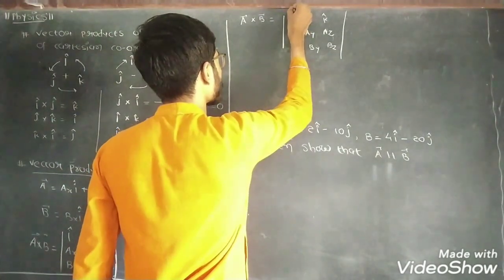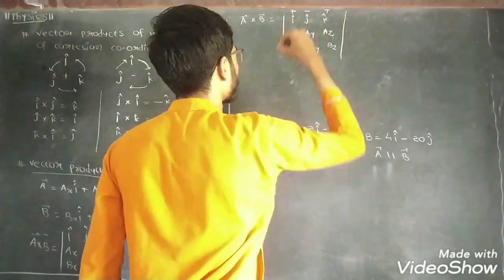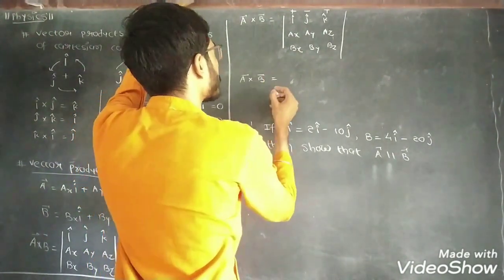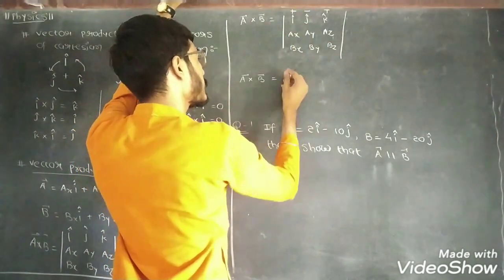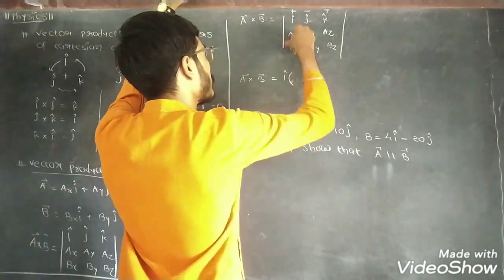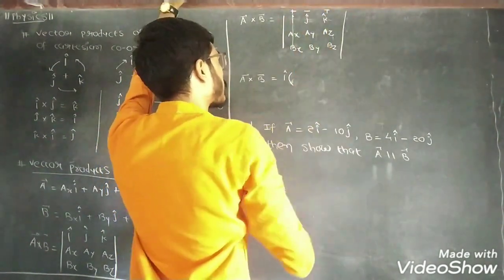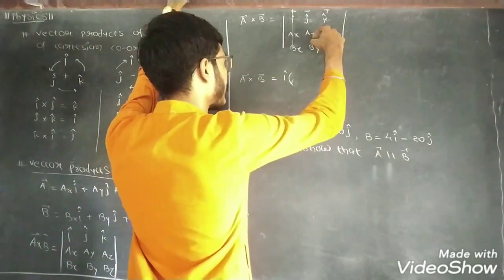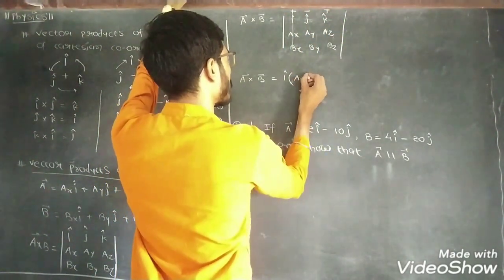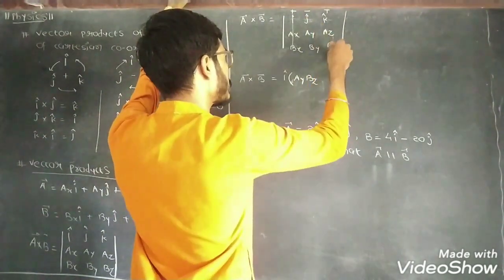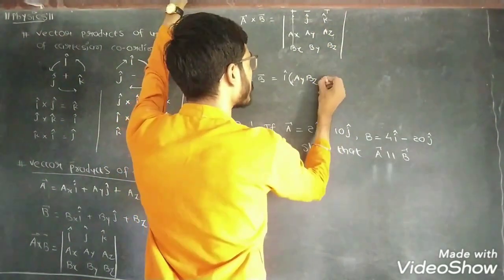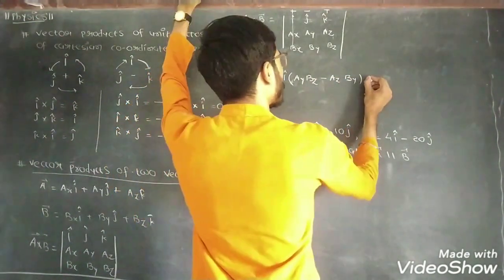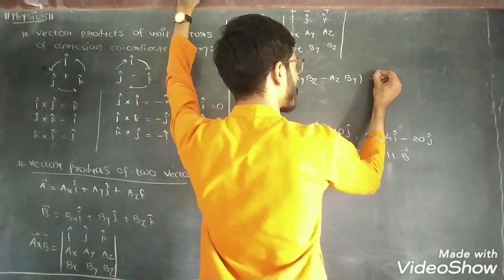The rule of signs is plus, minus, plus. So A cross B is equal to: I is plus, so I caret. To find this, cut the column and row. Cross multiplication: ay into bz minus az into by. Here j caret is minus, so minus j caret.